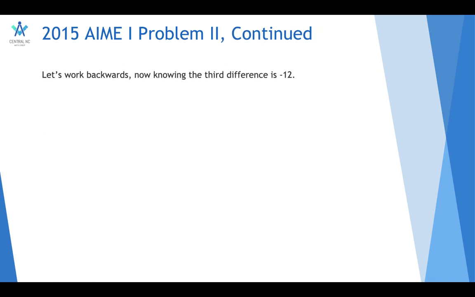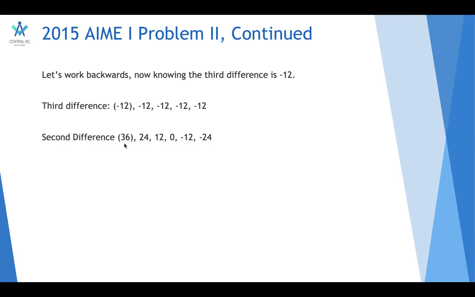So now knowing that the third difference is negative 12, we can work backwards. The third difference is going to stay constant at negative 12. The second difference, I'm putting what we had before, this is what was on the last slide, but now knowing that it's going to go negative 12 from here to here, 24 minus negative 12 is positive 36. Negative 24 minus 36 is negative 60. And then f of 1 minus negative 60 equals 12 minus negative 60 equals 72.